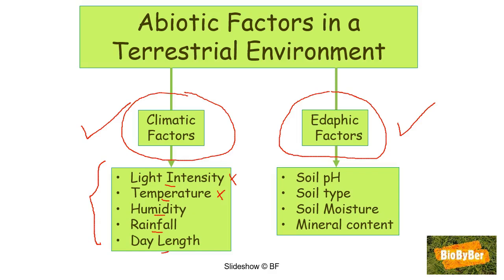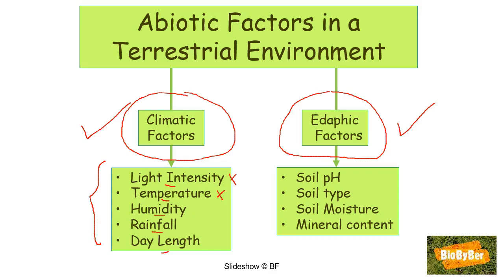Humidity refers to the percentage water in the atmosphere. Rainfall is the amount of rain, very relevant this season, and then the length of the day. These all affect the organisms in a terrestrial environment, but the two main ones that we will need to remember and focus on are light intensity and temperature.